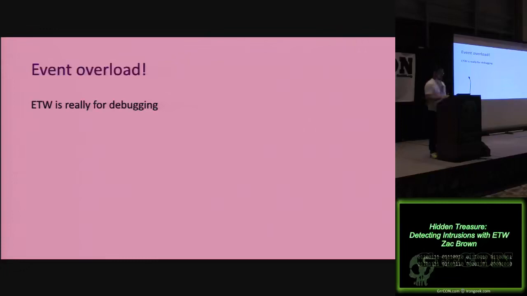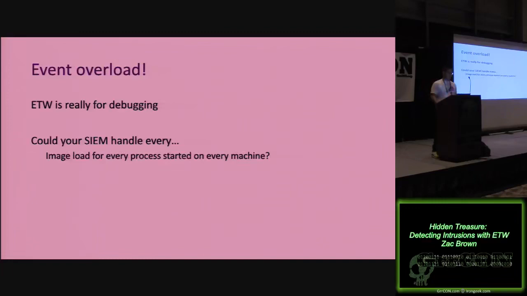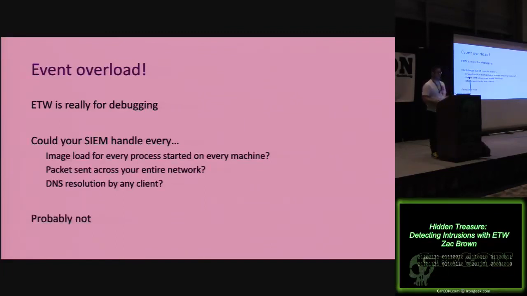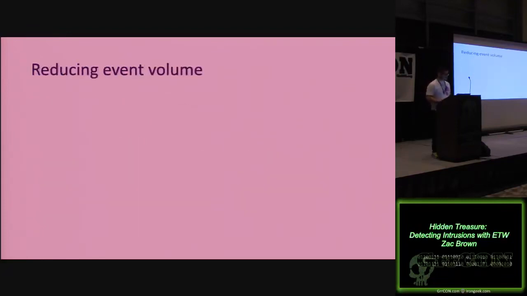So event overload, right? ETW is for debugging. It was never meant to be used in the way we're using it today. But, you know, could your SIM handle every image load for every process started on every machine? Every packet sent across the network? What about every DNS resolution by any client on there? Probably not. Certainly not in my environment, where my smallest environment that's in production is 230,000 machines, roughly. So that's collecting a huge amount of data.